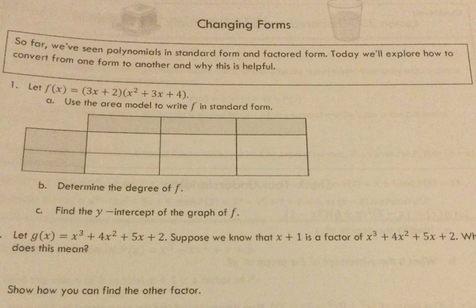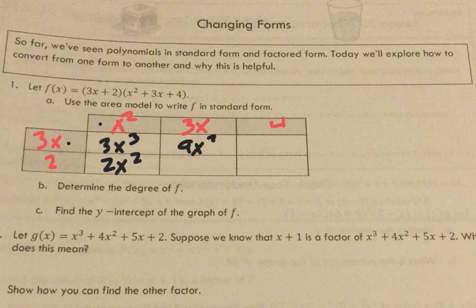So over here, I'm multiplying 3x times a positive 2, and then an x squared, and a positive 3x, and a positive 4. What they want you to do is multiply each one of these out. So 3x times x squared is 3x to the third. 2 times x squared is 2x squared. 3x times 3x would be 9x squared. 3x times 2 is 6x. Sorry, I messed up. 3x times 4 is 12x. And 4 times 2 is 8.